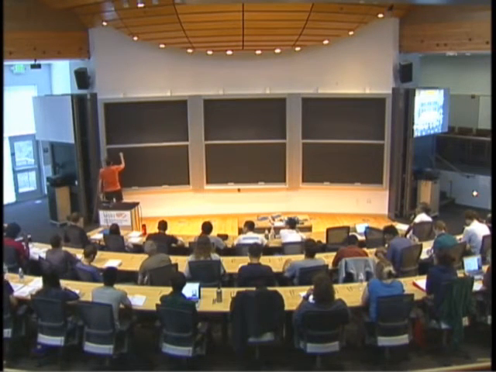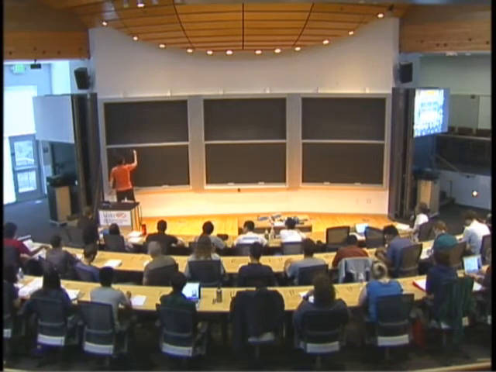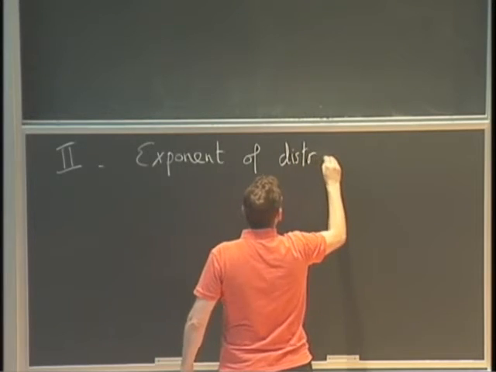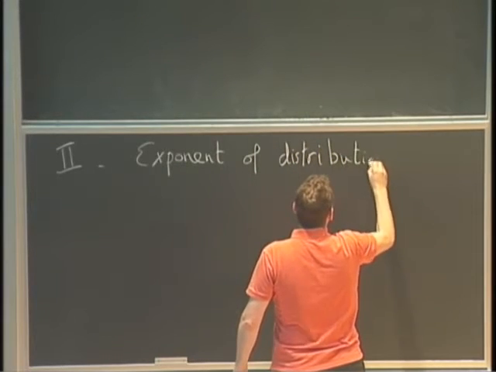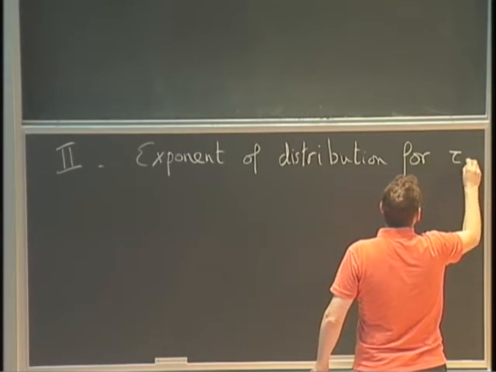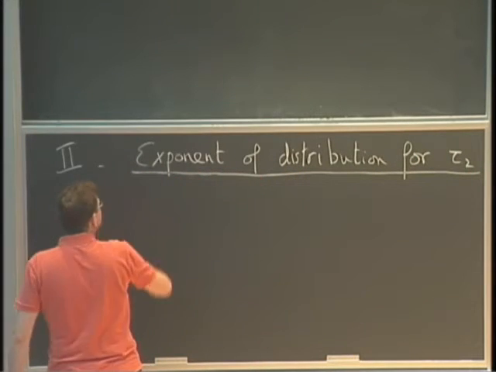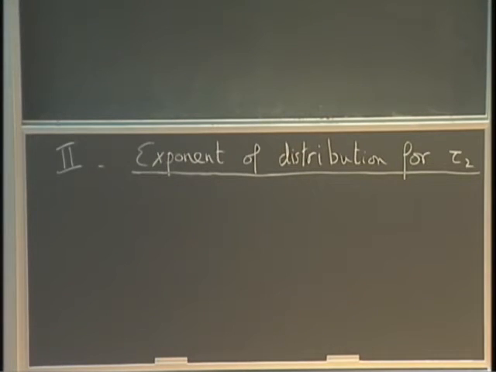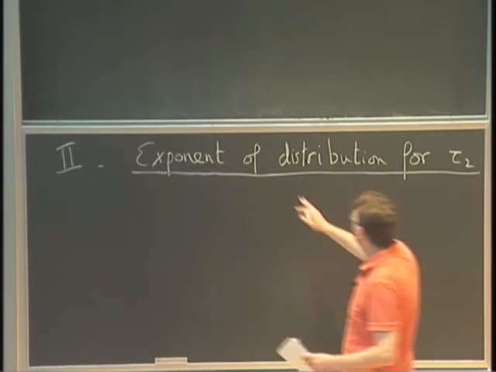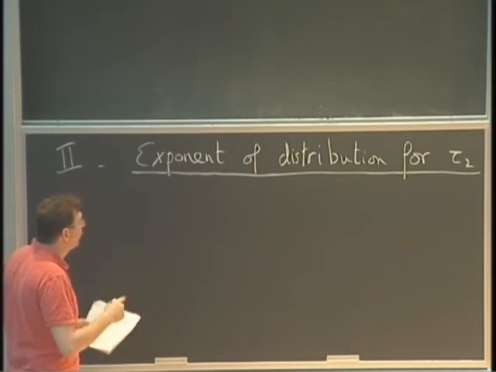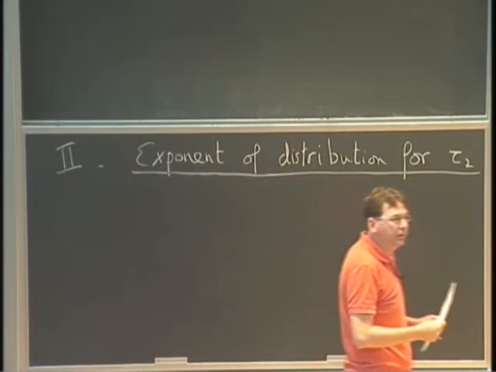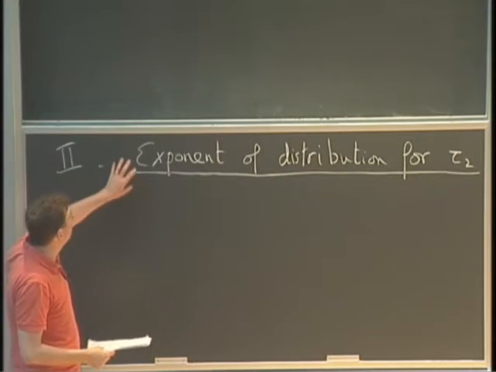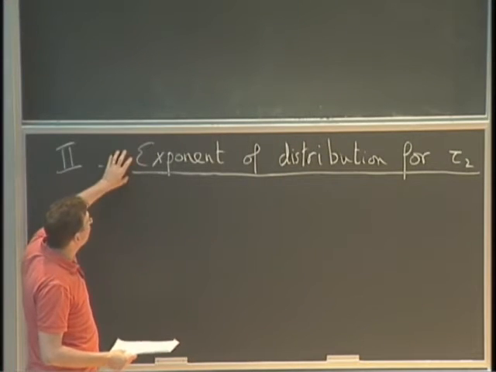about the exponent of distribution for the divisor function, the ordinary divisor function. Okay, so if you recall from last week, I defined two notions of exponent of distribution. There's the strong one, and there's the other one that is the one that comes up in the Bombieri-Vinogradov theorem. So today I will just deal with tau 2 and with the strong exponent of distribution.